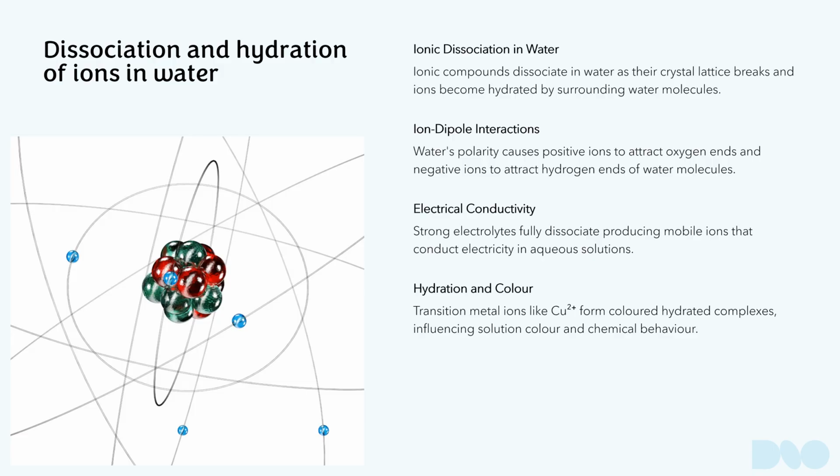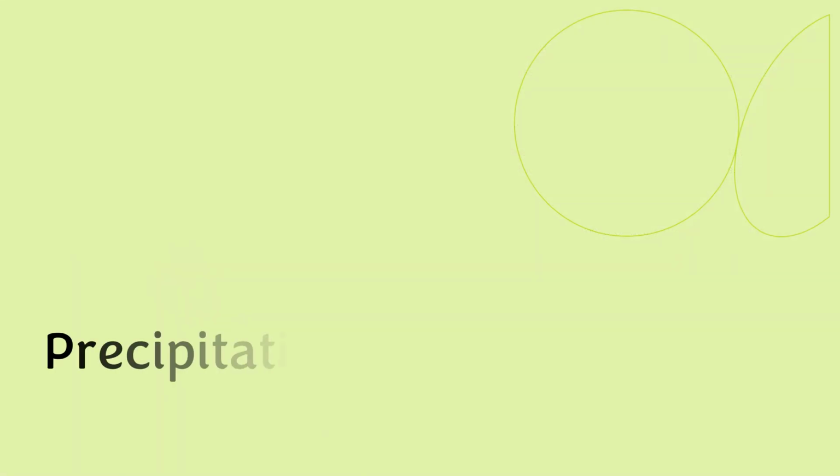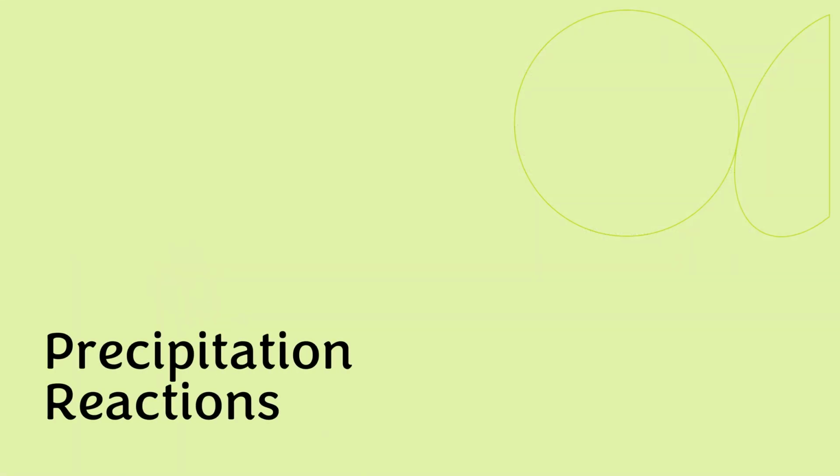Water is a polar molecule, with a partial negative charge on the oxygen atom and partial positive charges on the hydrogen atoms. As a result, positive ions such as Na⁺ are attracted to the oxygen end of water molecules, while negative ions such as Cl⁻ are attracted to the hydrogen end. These ion-dipole interactions release energy, known as hydration enthalpy, which helps to overcome the lattice enthalpy holding the ionic solid together.